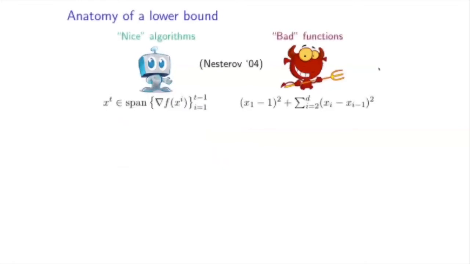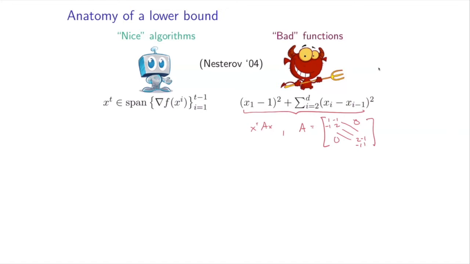What's a bad function? A bad function, in a convex case, is basically what you might call a quadratic on a chain. It's basically just x transpose Ax, where A has 1, minus 1, and then 2's all the way down, and then a 1, with minus 1's all the way down. So basically you're just looking at a series of quadratic differencing operators. Okay, and why is this bad?